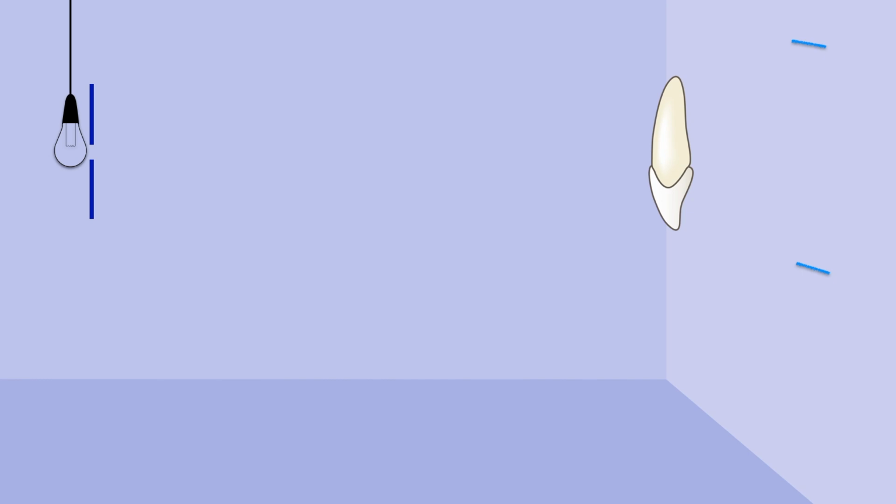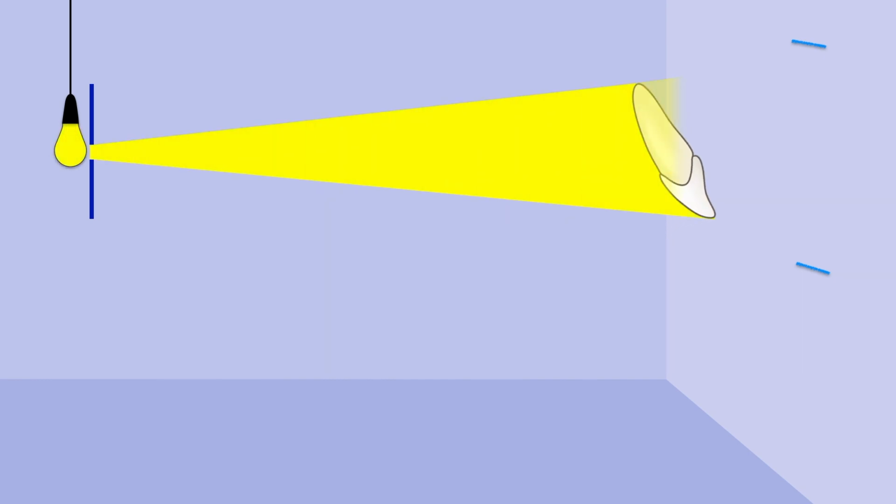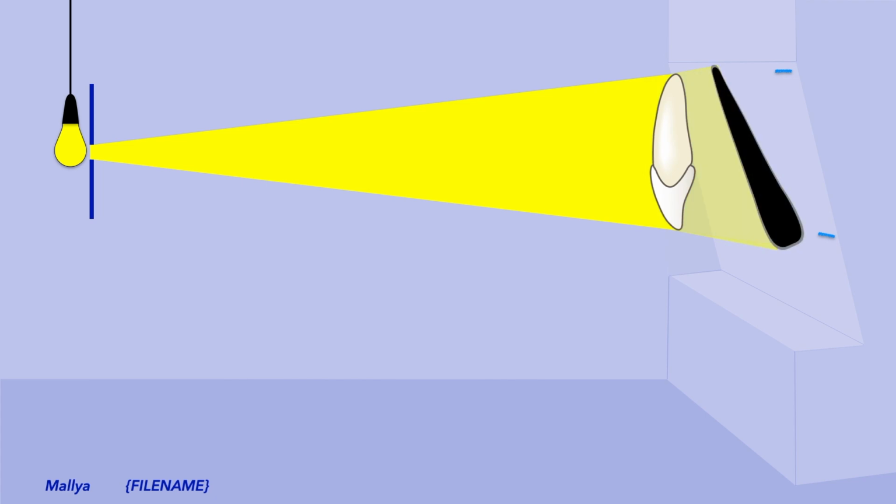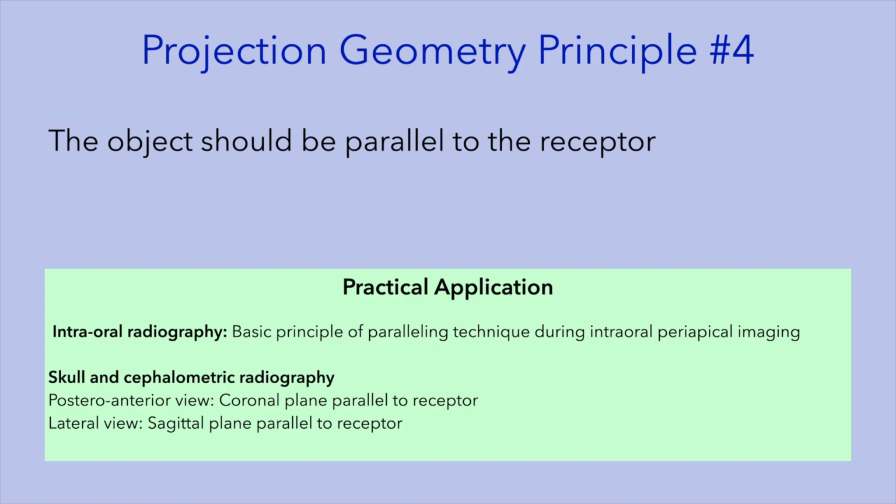Next, let's change the relationship between the object and the receptor so they are not parallel. In this scenario, we have caused foreshortening of the shadow, and here we have caused the shadow to be elongated. So principle number 4, the object should be parallel to the receptor. This parallel relationship is the basis for one of the techniques used for periapical radiography called the paralleling technique. We will discuss the paralleling technique in subsequent lectures. We also use this parallel relationship when we do skull and cephalometric imaging. By orienting specific orthogonal planes, we create posterior-anterior and lateral views of the skull.